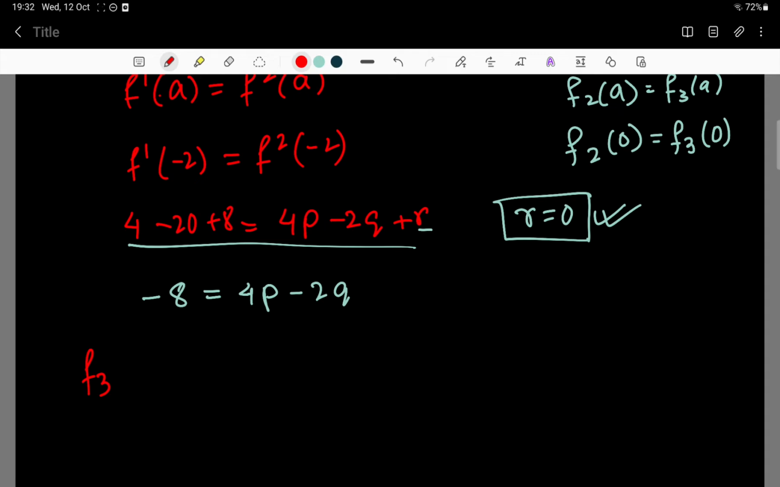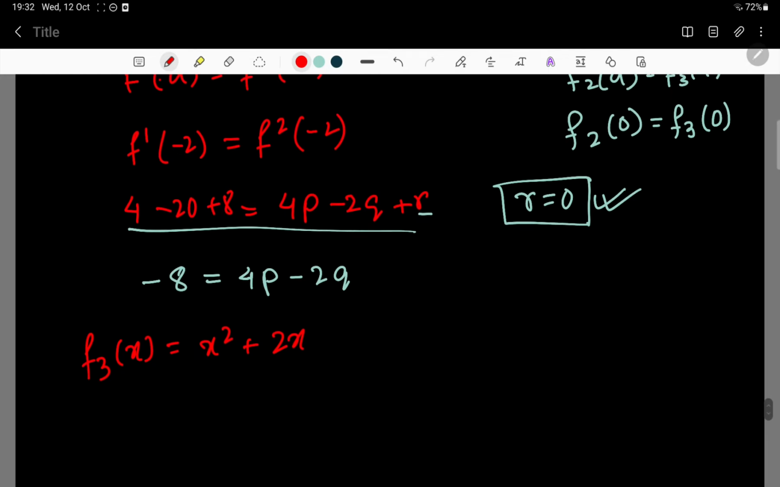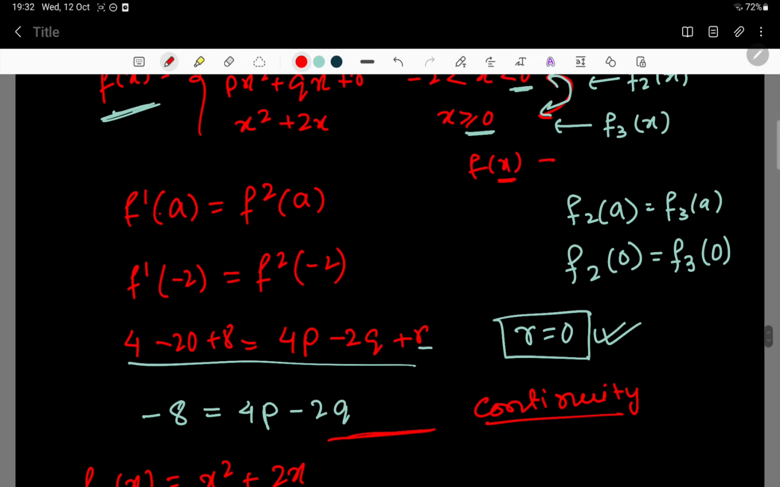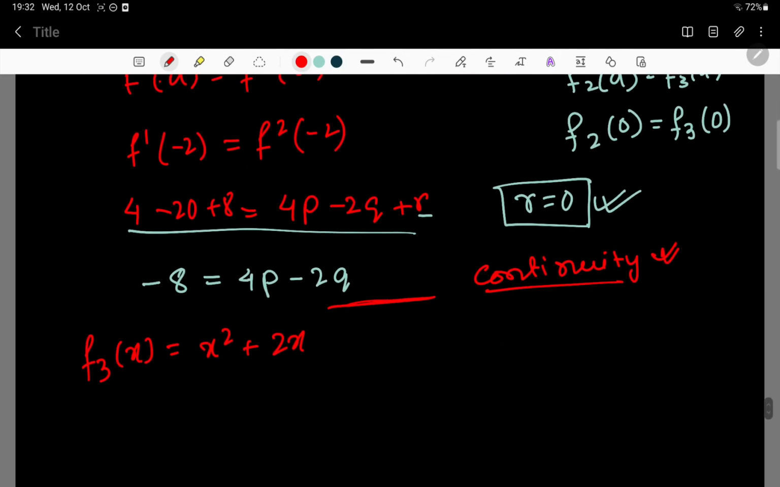So to find the tangent, let us take f3, that is x square plus 2x, if I'm not wrong. Yes. Now, up to this point there was continuity. The concepts of continuity are very basic, that is from the definition. If you only read continuity, then also you can come up to this part. Now starts the application of derivatives.